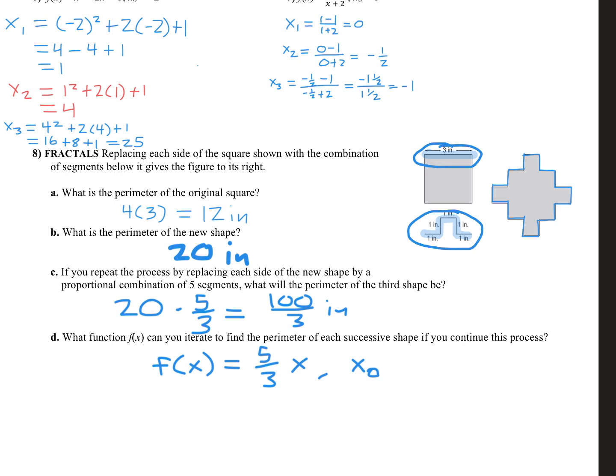I know that x1 was 12, so I can work backwards. If I know that x1 was 12, and if I know I'm multiplying by 5/3 to go forward, to go backwards, I can divide by 5/3. Dividing by 5/3 is the same as multiplying by 3/5. Right, so working backwards, I know that my x0 is 36/5. All right, and that is all we need to write the function.